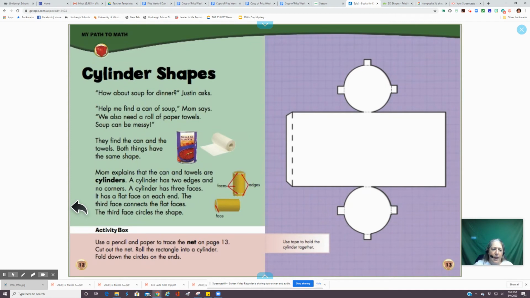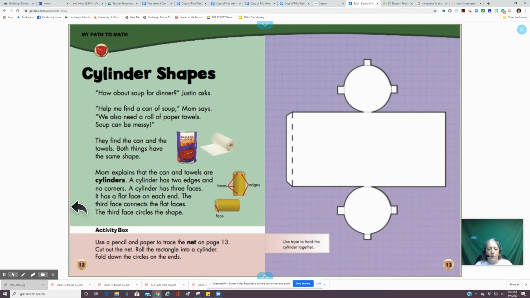Cylinder shapes. How about soup for dinner, Justin asks. Help me find a can of soup, Mom says. We also need a roll of paper towels. Soup can be messy. They find the can and the towels. Both things have the same shape. This is one of the ones we learned about. Mom explains that the can and towels are cylinders.